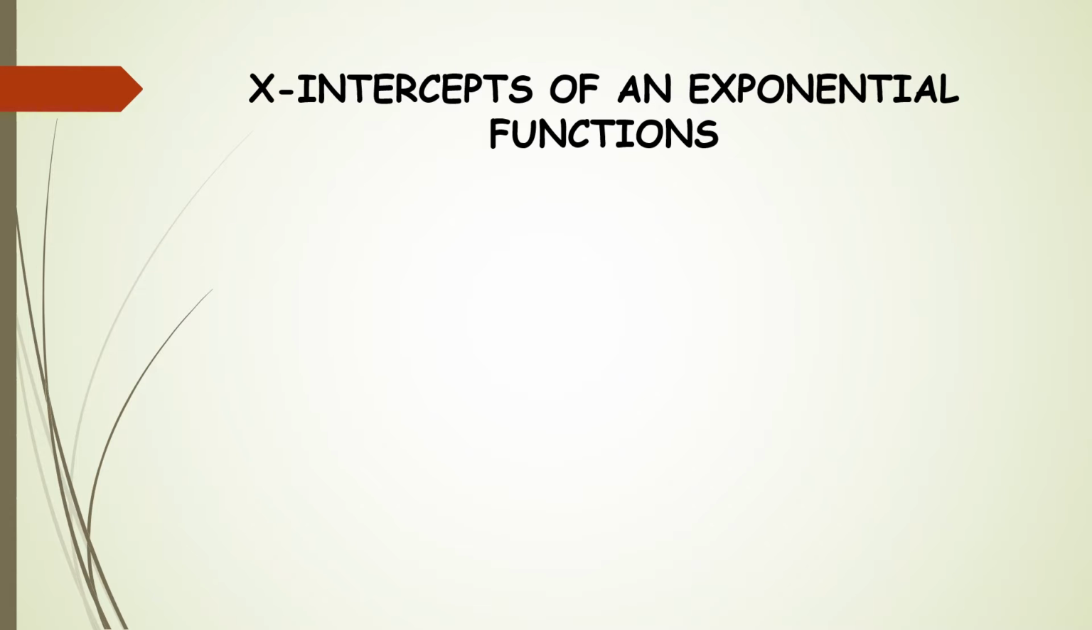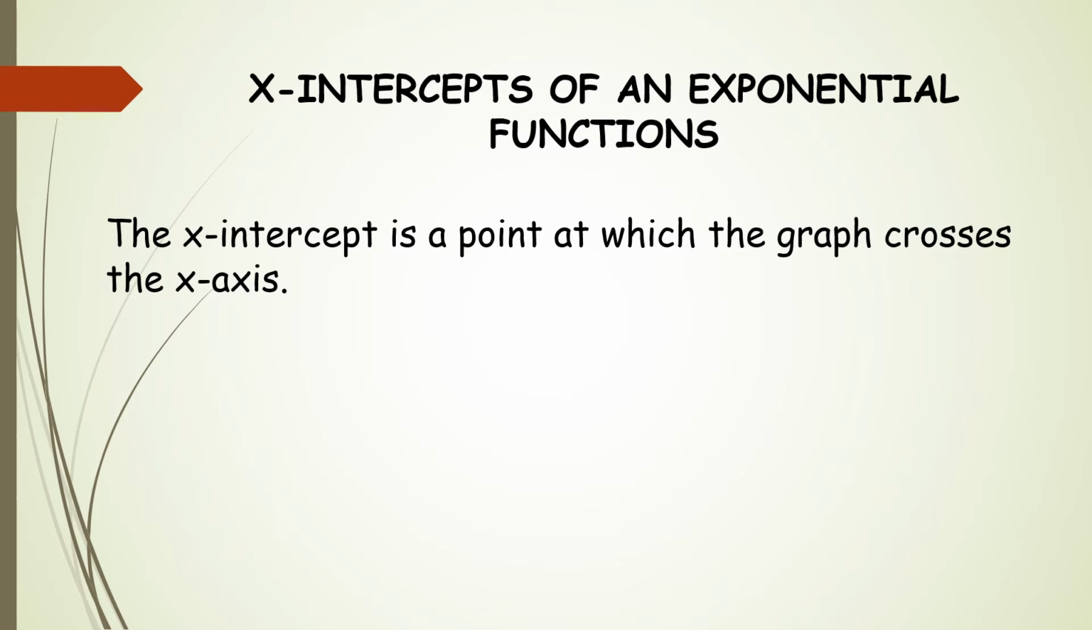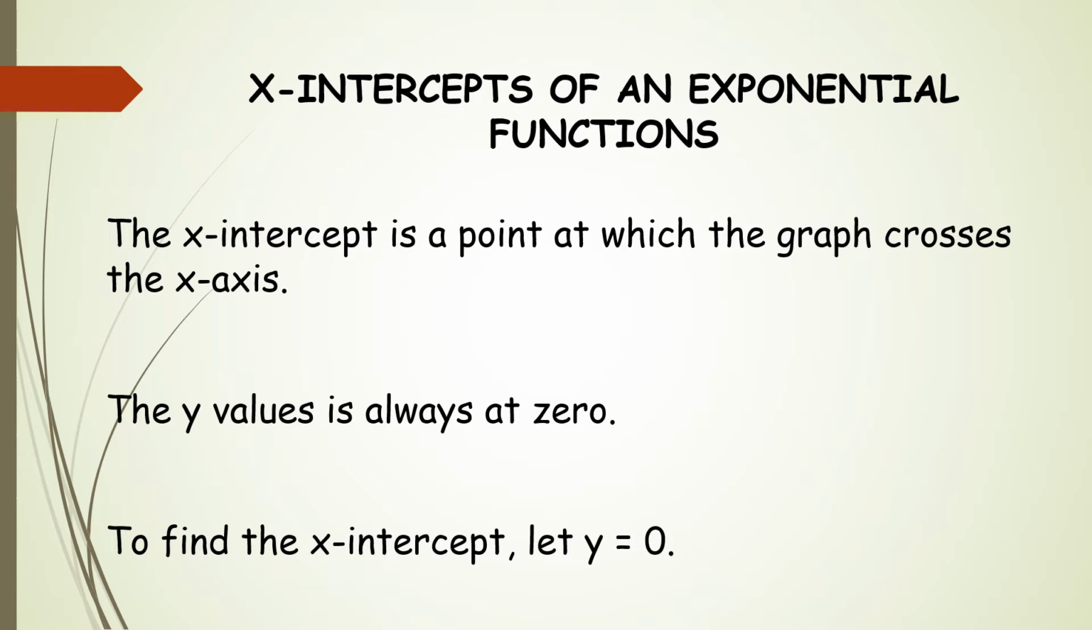For the x-intercept, it is a point at which the graph crosses the x-axis. And the y value is always 0. So to find the x-intercept, we let y be 0.